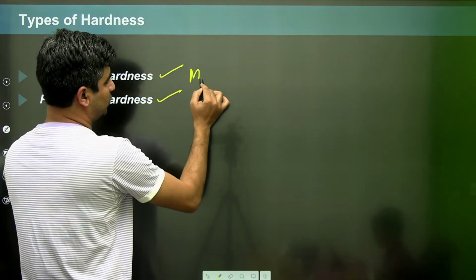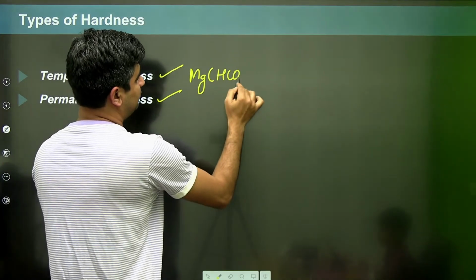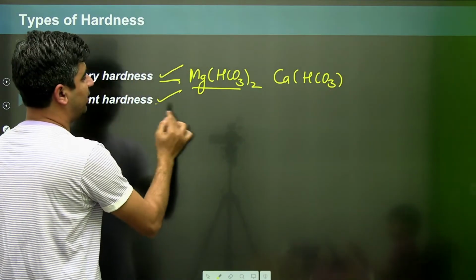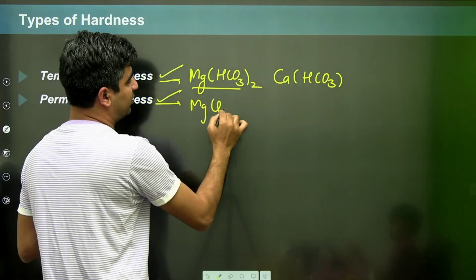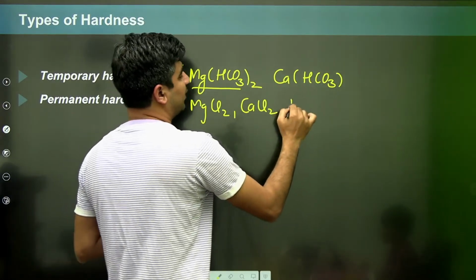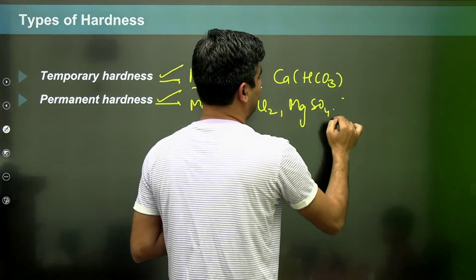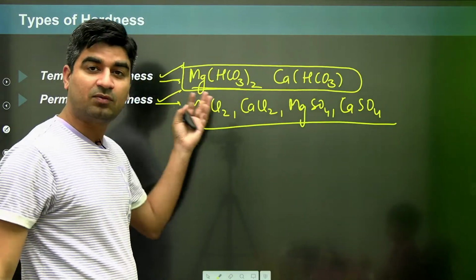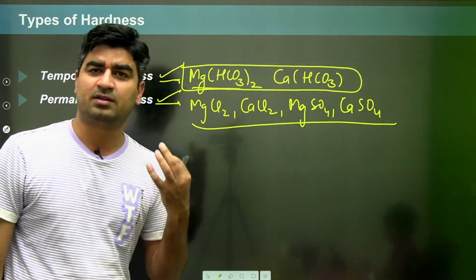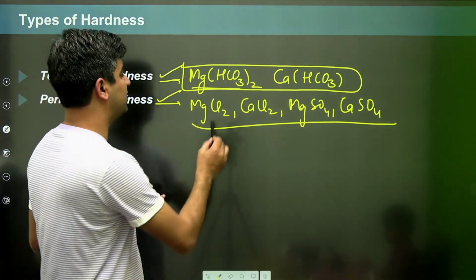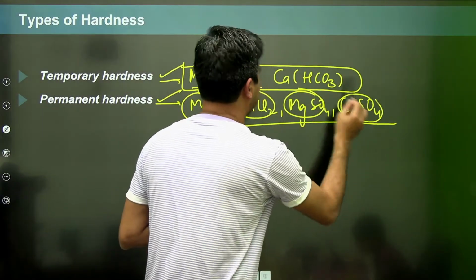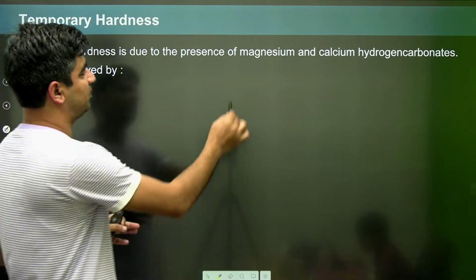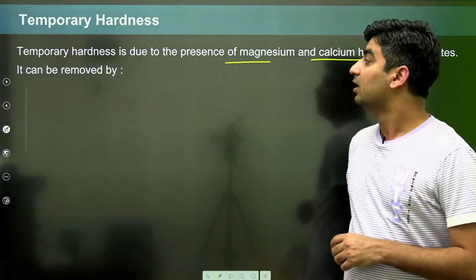Temporary hardness is due to hydrogen carbonates of magnesium and calcium. And what is permanent hardness? So permanent hardness is due to chlorides of magnesium, chlorides of calcium, sulfate of magnesium and sulfate of calcium, right? So if there are hydrogen carbonates of these two cations, then I will call it temporary hardness. And if hardness is due to chlorides or sulfates of magnesium and calcium, then I will call it permanently hard water. So temporary hardness is due to presence of magnesium and calcium hydrogen carbonates, and it can be removed.